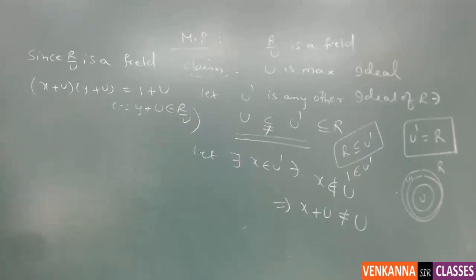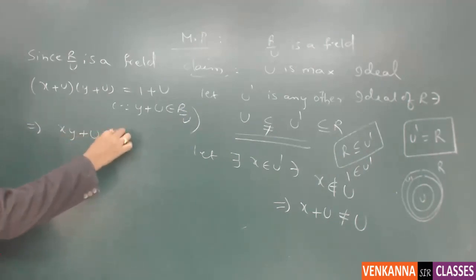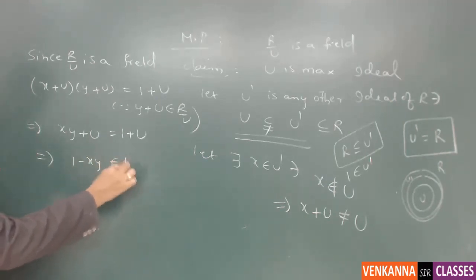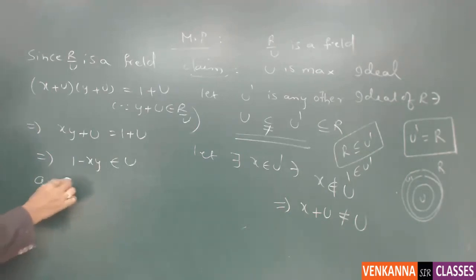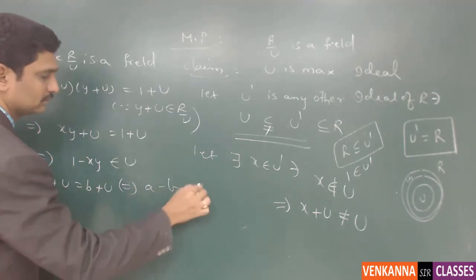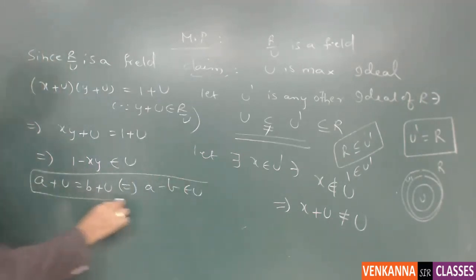So multiplying the thing there, you have, as I have mentioned, x + U equal to 1 + U if and only if 1 - xy belongs to U. You can take either of the cases.